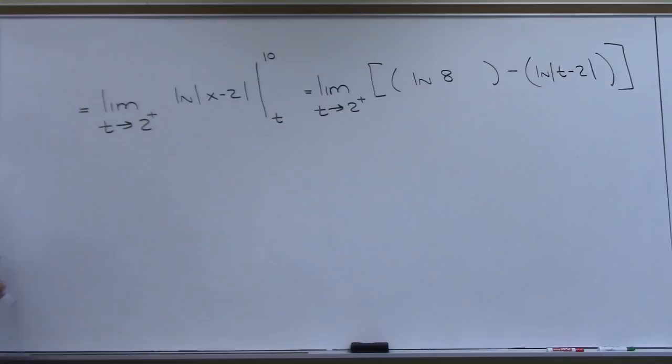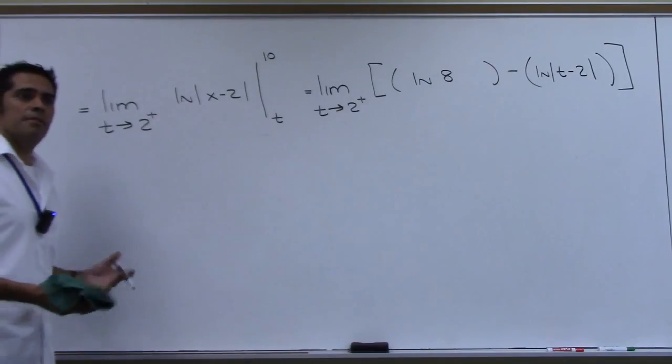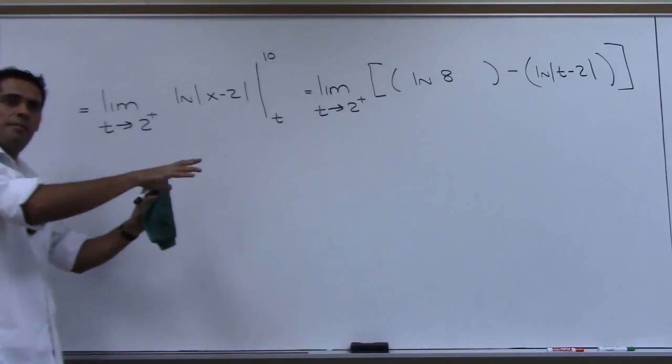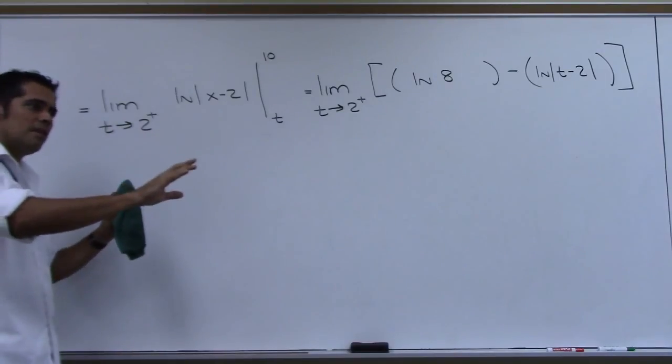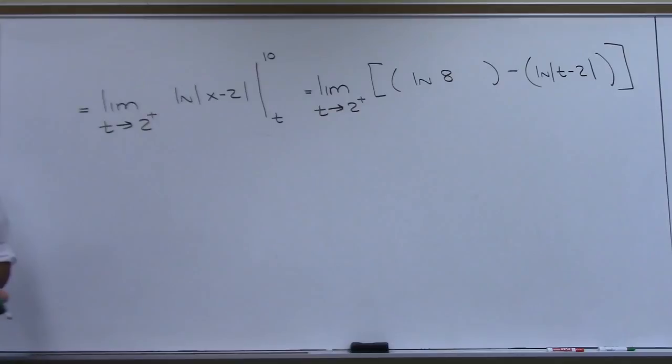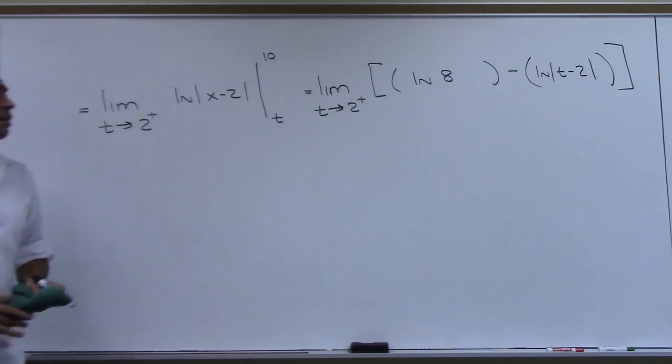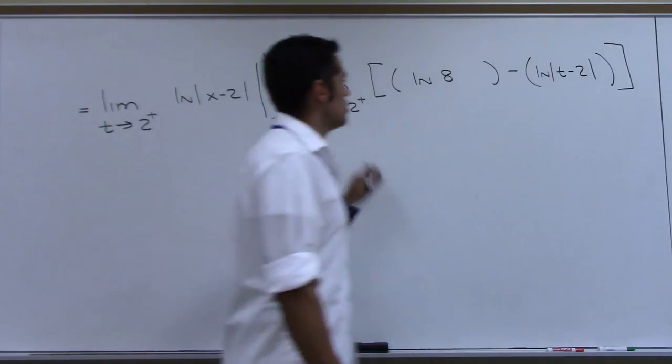Questions? What's next? Yeah, let's do the limit now, right? We've done all the calculus part, the antiderivative part, right? We've got all that set up. Now we need to just figure out what happens when t actually approaches 2. So let's let t approach 2.